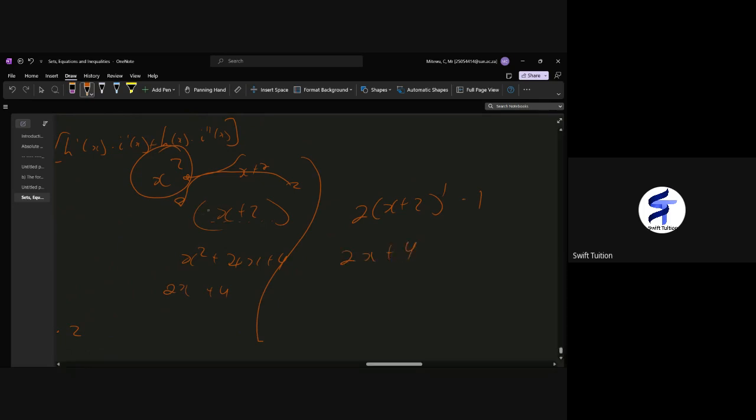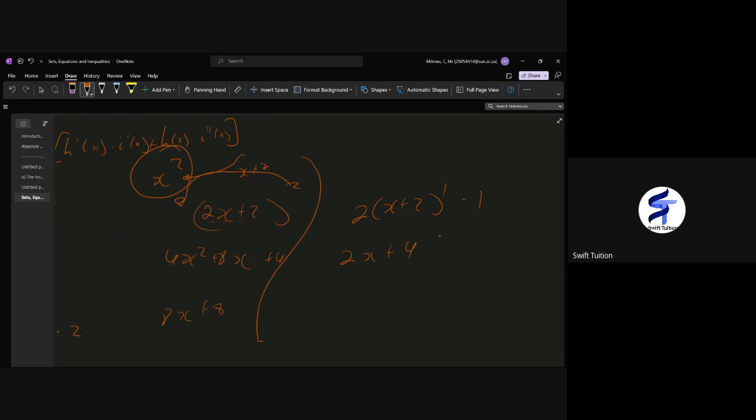So let me do a little bit more complicated. Let me say 2x plus 2, squared. That's going to be 4x squared plus 8x plus 4, right? And then from here, I can differentiate this one. That's going to be equal to 8x plus 8, right?